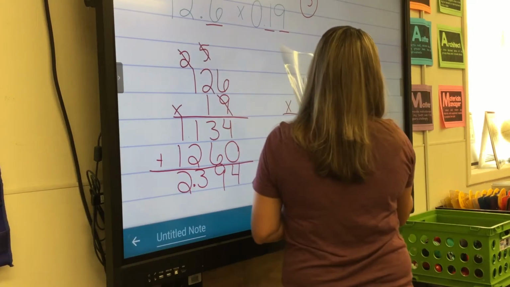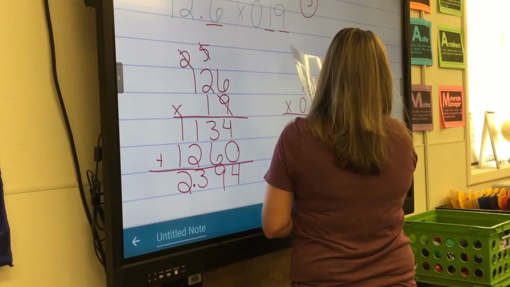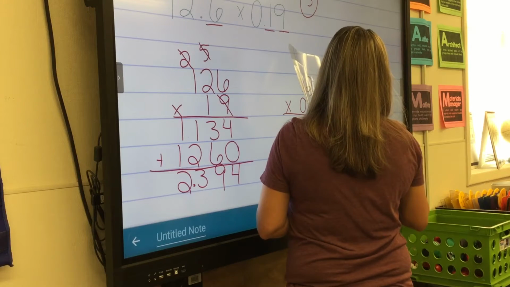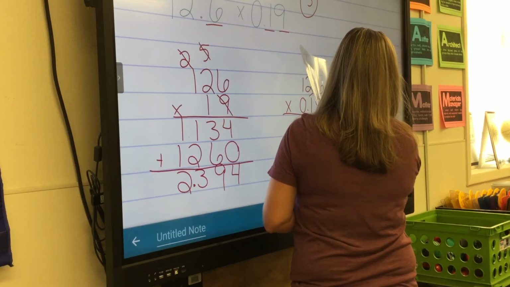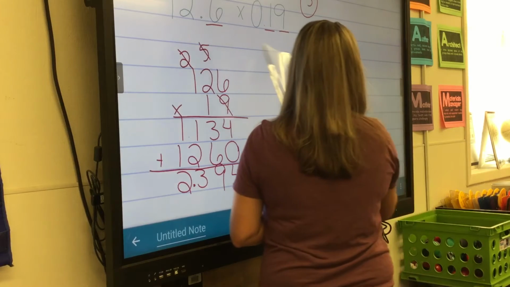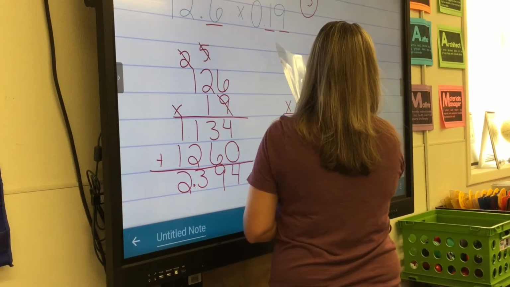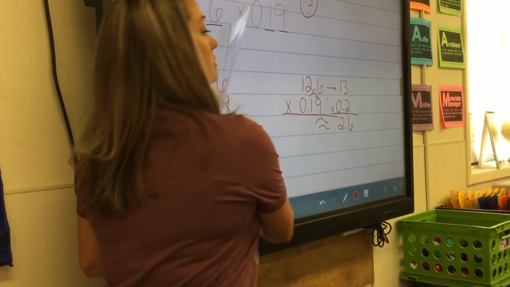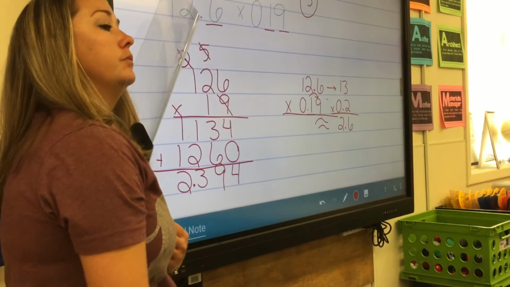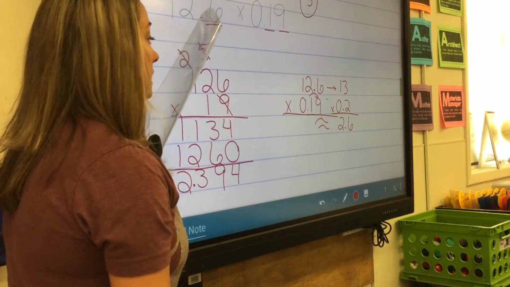What is 2 times 3? 6. What is 2 times 1? 2. I have 1 place behind the decimal in my answer. So it's going to approximately be 2 6/10. Is that really close to what we have? Yeah, it is. It's really close.